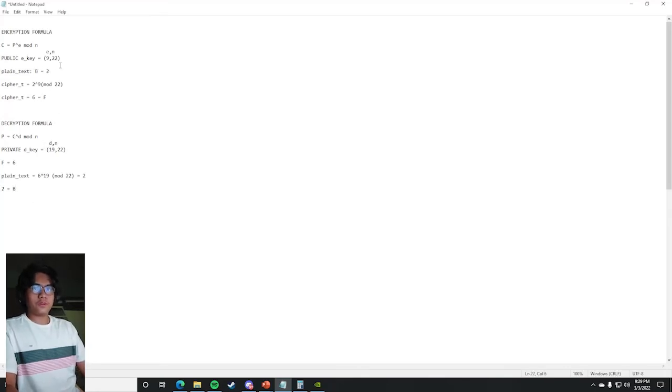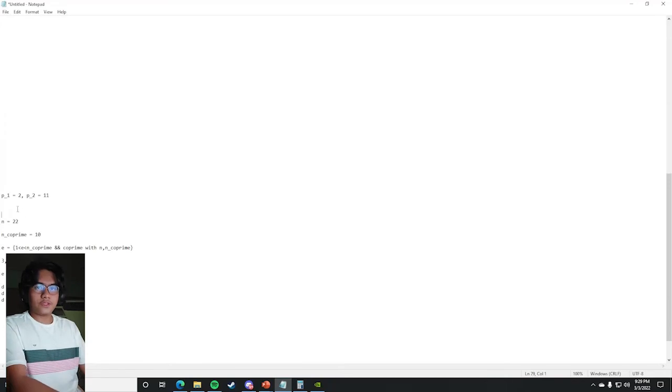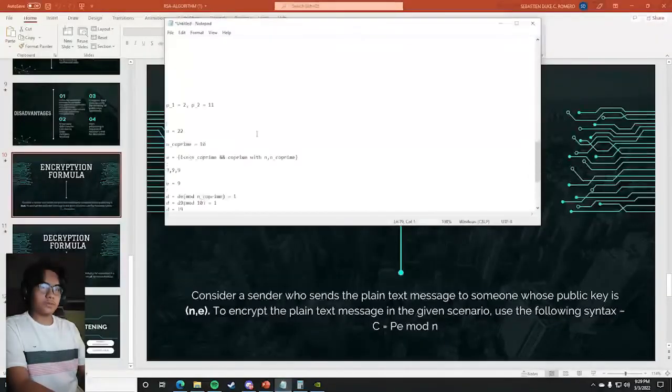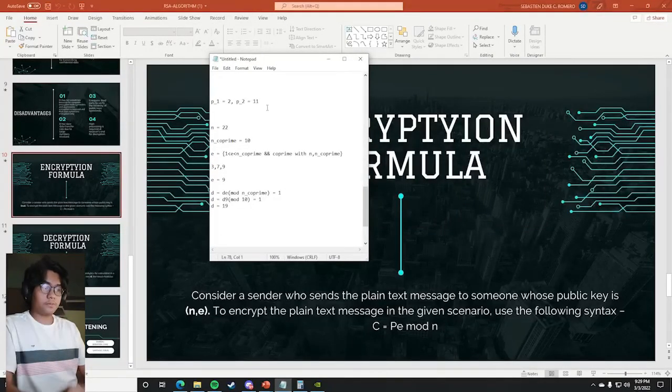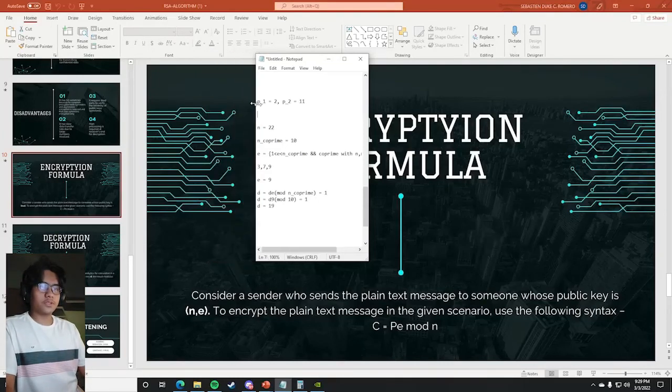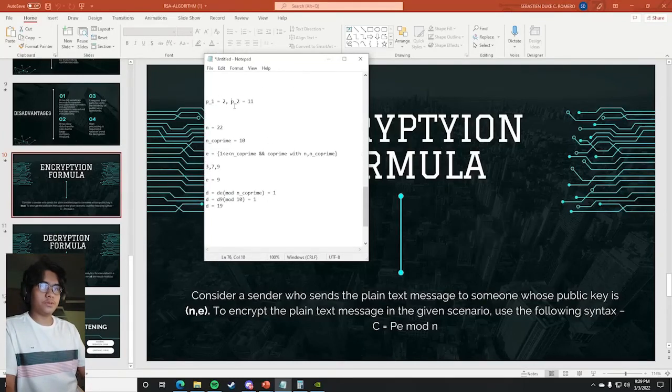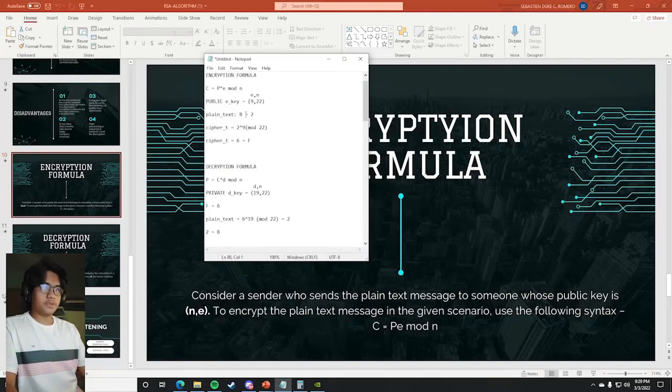So how do you get the keys? The process is just very simple. I have it down here. So first you'd want to get two prime numbers. We'll name them P1 and P2: 2 and 11. Multiply these two and you get 22. So that's 2 times 11 is equal to 22. This is our N. As you can see, it's here, 22.